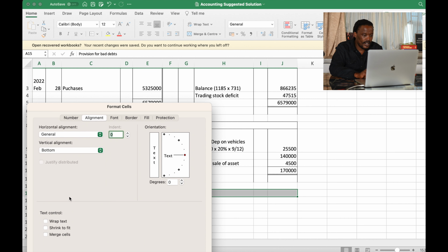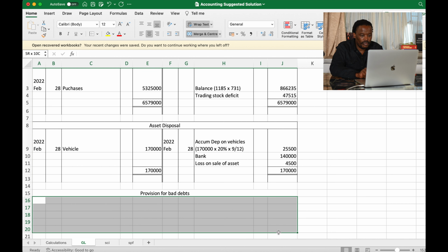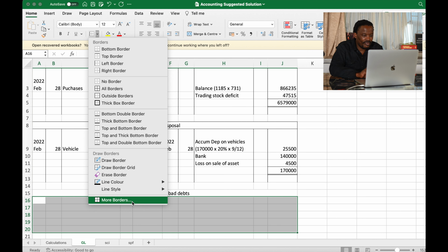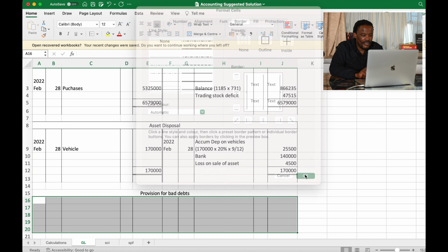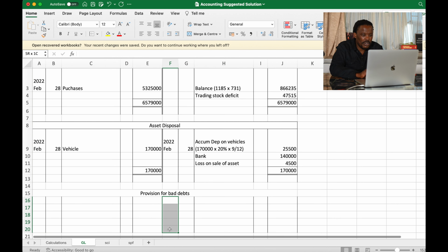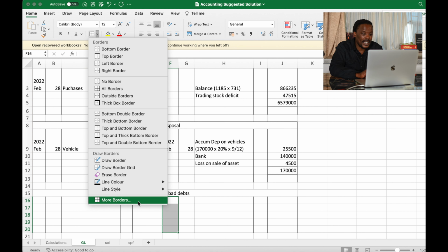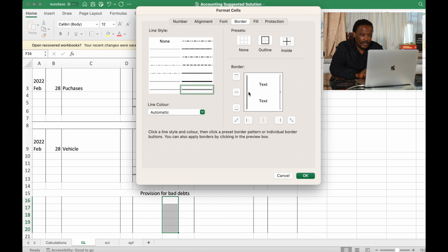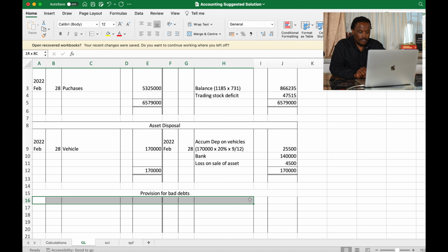Now, let's format this cell and wrap it. Now, provision for bad debts adjustment, put it there, put these lines so that it looks professional, just like yourself, and we put this double line to show that we understand our work. We know that there is a debit side, there is a credit side, and it must be shown as such. It must be distinct, and then let's put the line here.